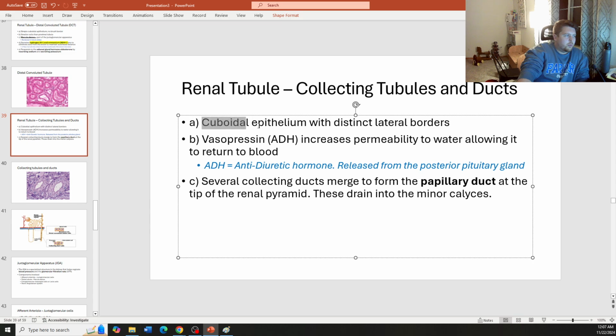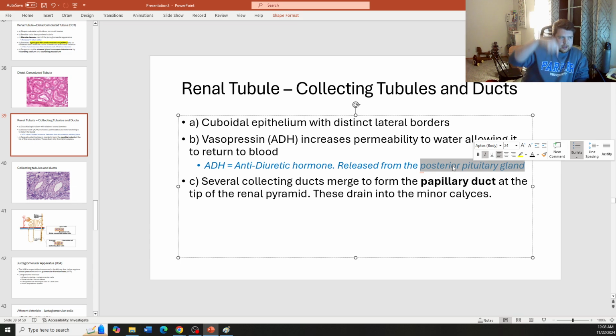These are cuboidal epithelium, and the hormone that acts here is vasopressin, also known as ADH, or antidiuretic hormone. That is released from the posterior pituitary gland up in the brain. That posterior pituitary gland sits in the sella turcica. That's that little saddle in the sphenoid bone.